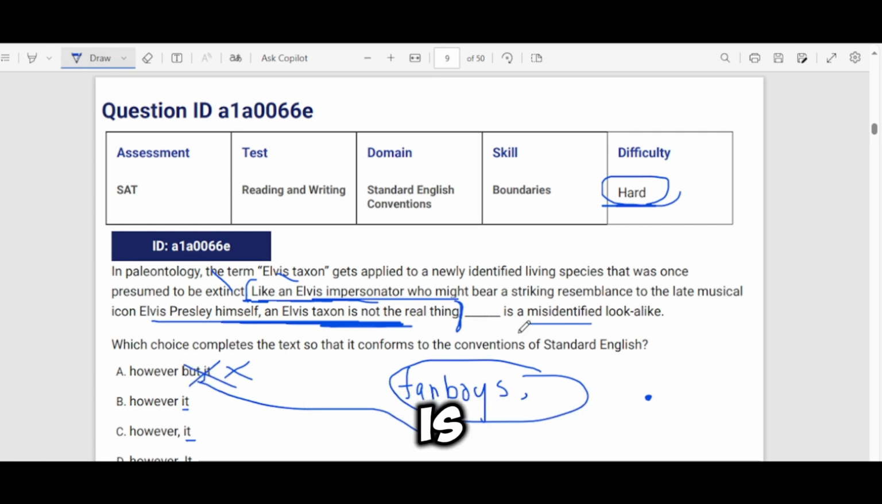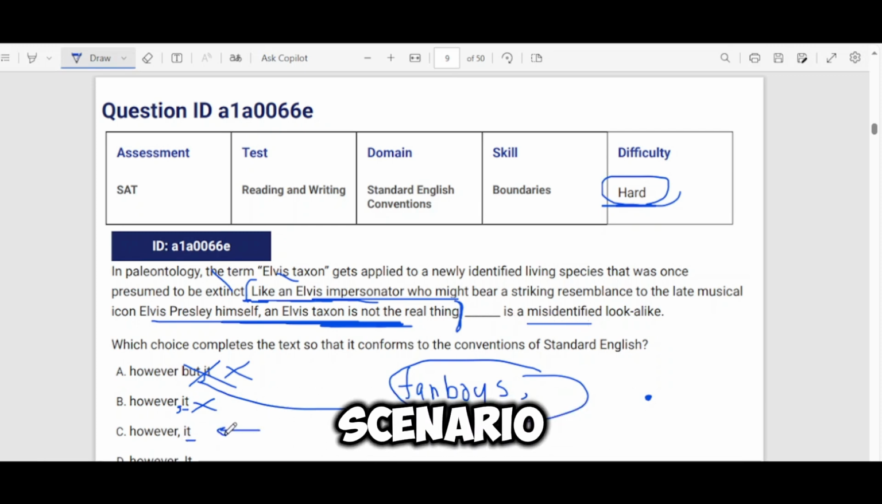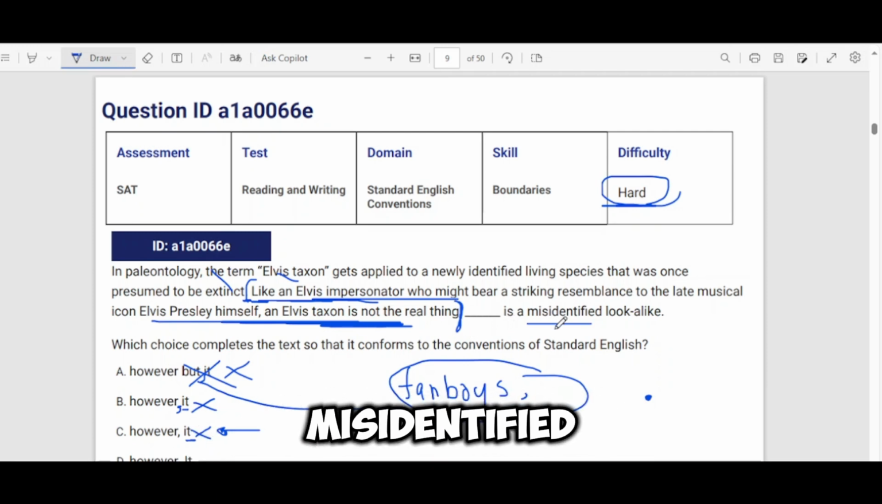C: However, it is a misidentified look-alike. This is also wrong because there's no comma here or FANBOYS. D: However, it is a misidentified look-alike. This is also incorrect because we're talking about two independent clauses here, and this scenario stands for a dependent and an independent clause, but we don't have that here. We have two independent clauses, so this is incorrect. And however, full stop, it is a misidentified look-alike. This is perfectly correct.